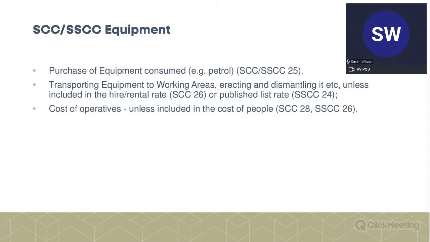So there's a huge element of transparency here. It also includes the cost of operatives, so the crane operator, providing, and again this is one of the checks and balances, that the cost of that crane operator hasn't been included in the people cost. Again, that's just to avoid double claiming.